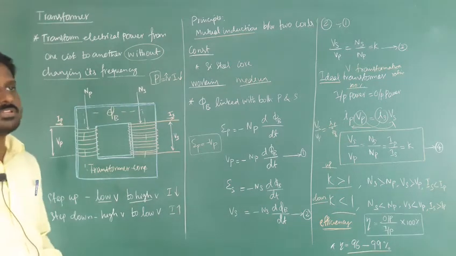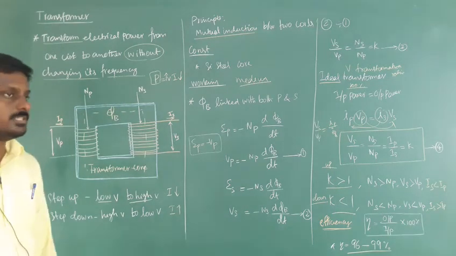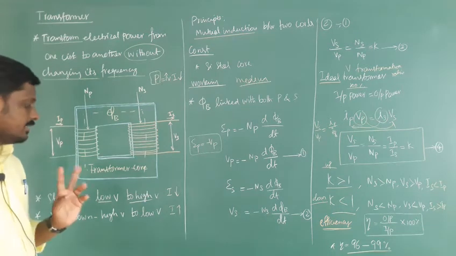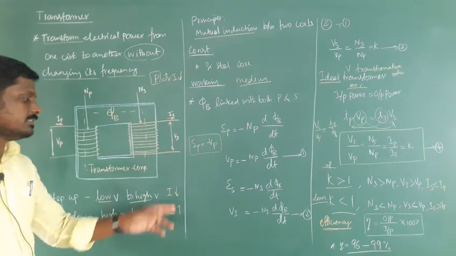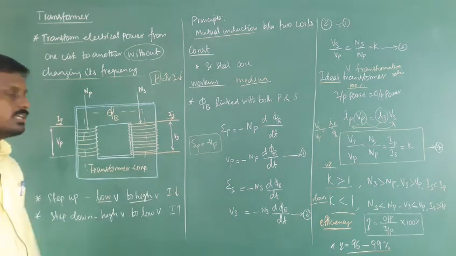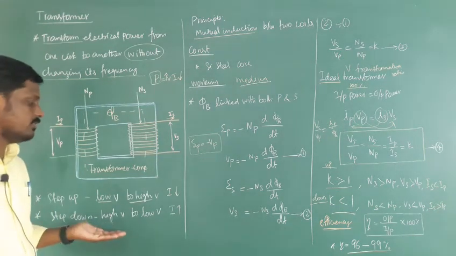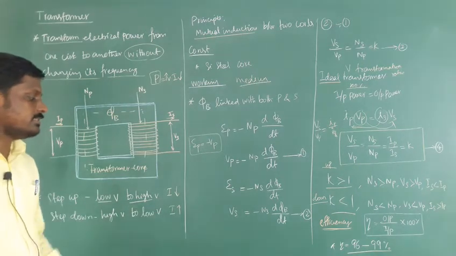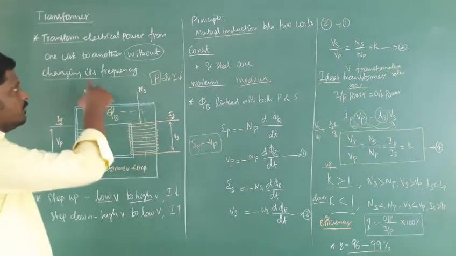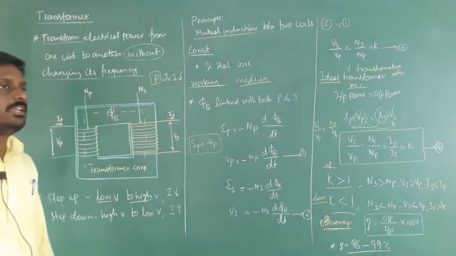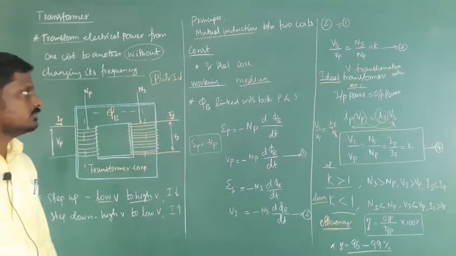Then there are two types of transformers, step up and step down transformers. In a step up transformer, the alternating low voltage is converted to high voltage, but the current is decreased. In a step down transformer, the alternating high voltage is converted to low voltage. Here the current is increased because power is equal to voltage into current, and the frequency and power remain unchanged.